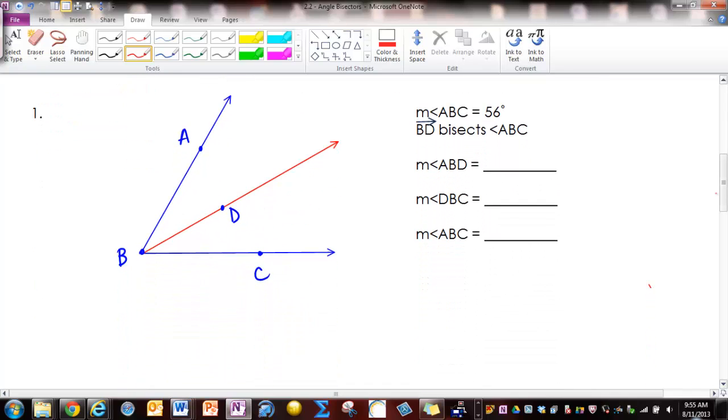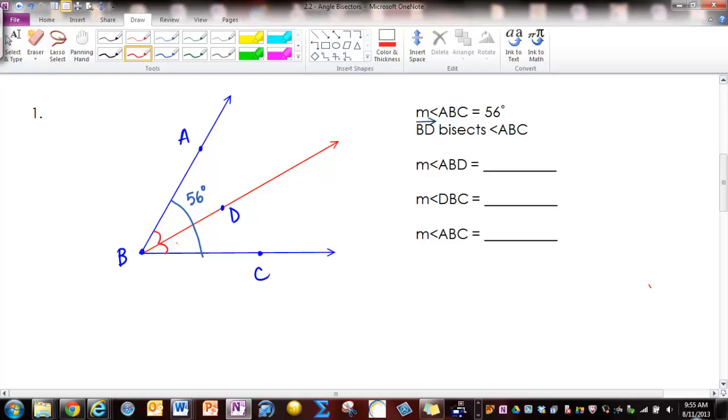Now here's our first example problem. We have the big blue angle, which is angle ABC, and its measure is 56 degrees. So I'm going to mark that on my picture. And we have ray BD, which is the red one, bisects angle ABC. Now as soon as they tell me that the ray bisects the angle, I am going to show that those two angles in there are congruent.